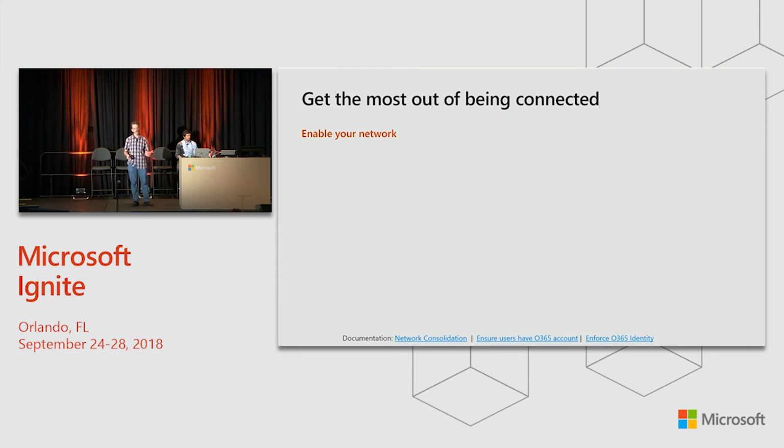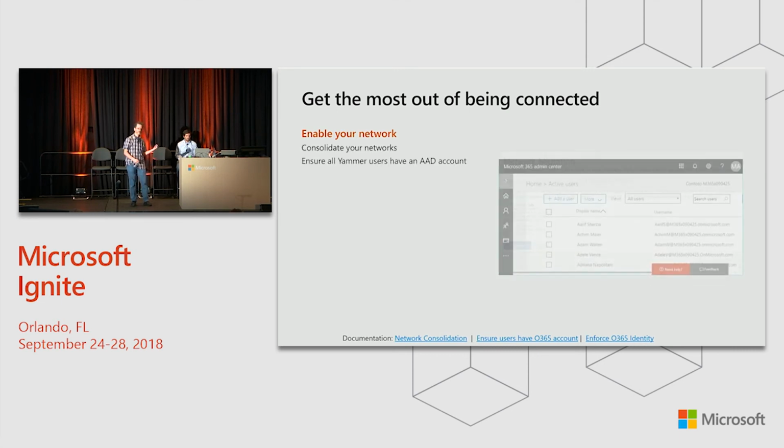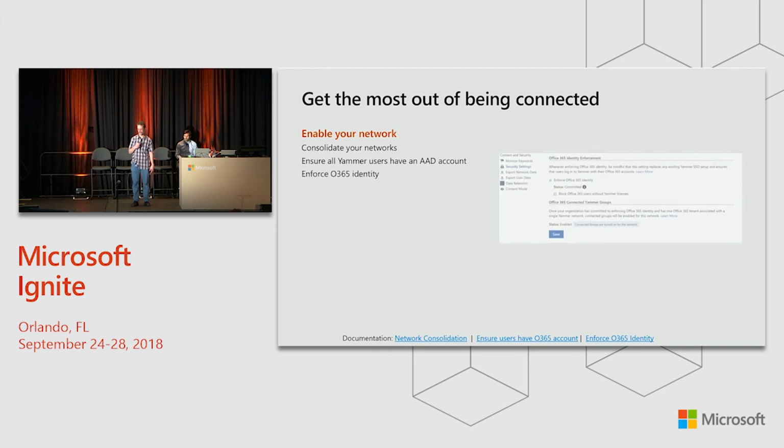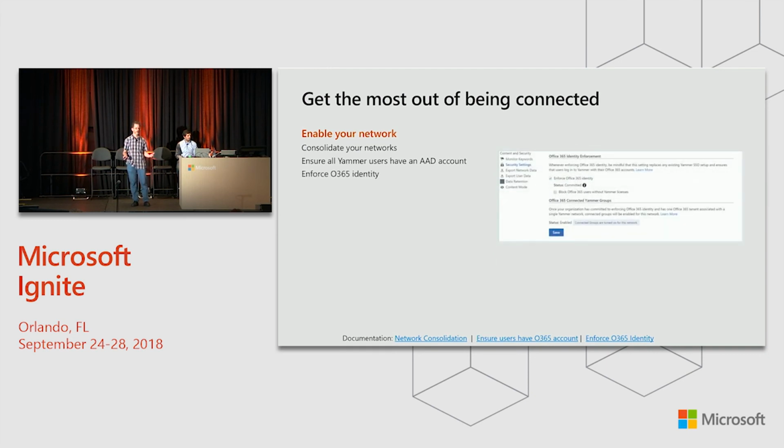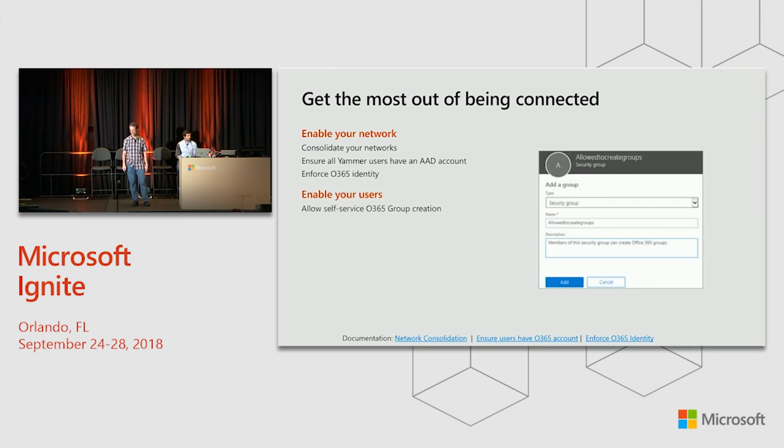So we talked about how to get connected, and what the benefits are. There are some things you can do to get more out of it. Enabling your network, this is the stuff that Fernando talked about in the beginning, so consolidate your network, get everybody on AAD and enforce identity.